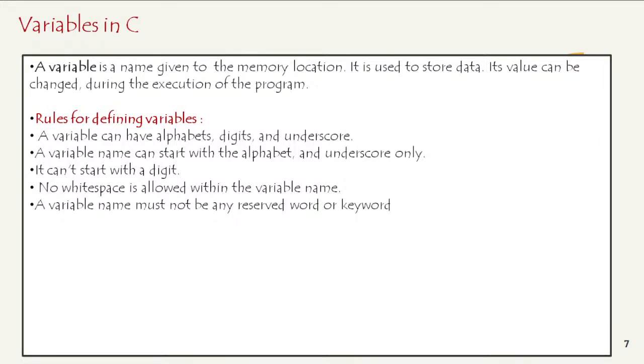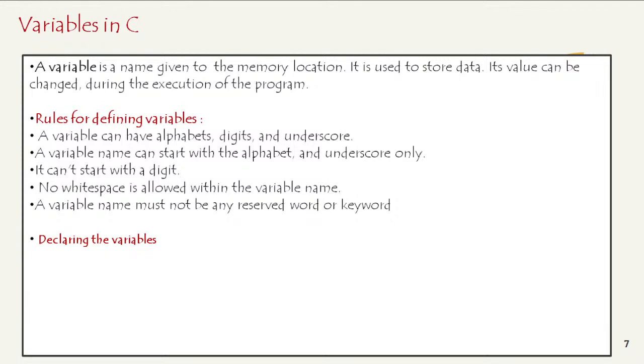And variable name must not be any reserved words or keywords. Keywords are the reserved words available in any programming language which are used for a specific purpose. So we cannot use those reserved words or keywords as the name of a variable. So these are the rules we must follow for giving a name to variables.